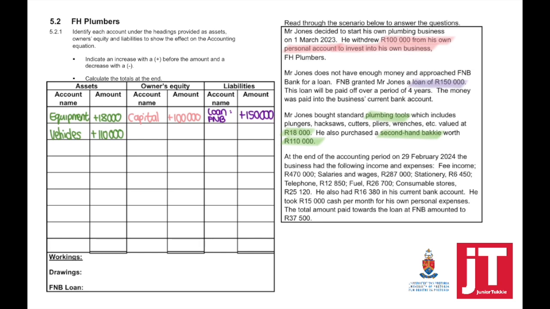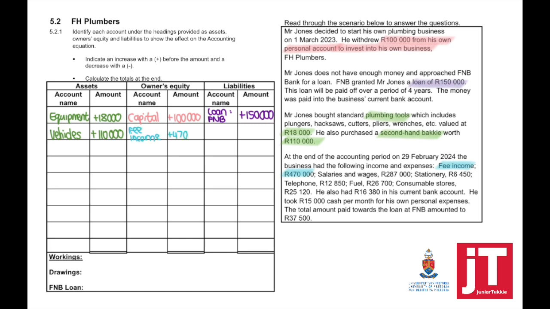Remember, we are just showing each one of these under assets, owner's equity, and liabilities. And we need to indicate, will that increase or decrease our assets, owner's equity, and liabilities. At the end of the accounting period, he had the following income and expenses. Income and expenses influence our owner's equity.